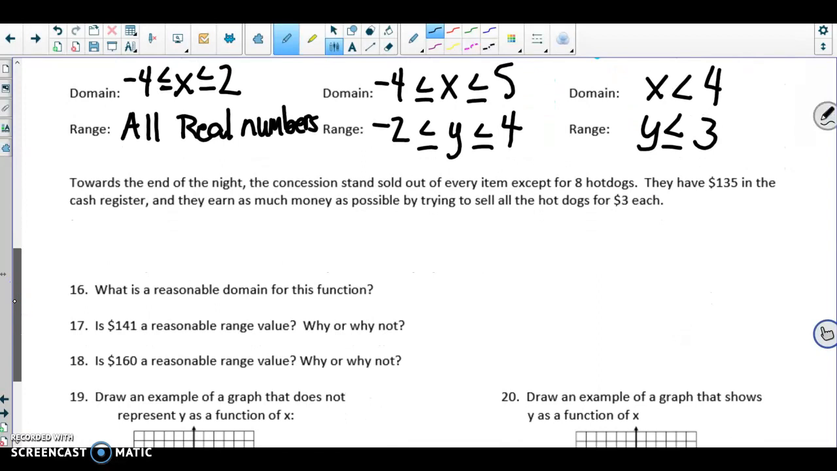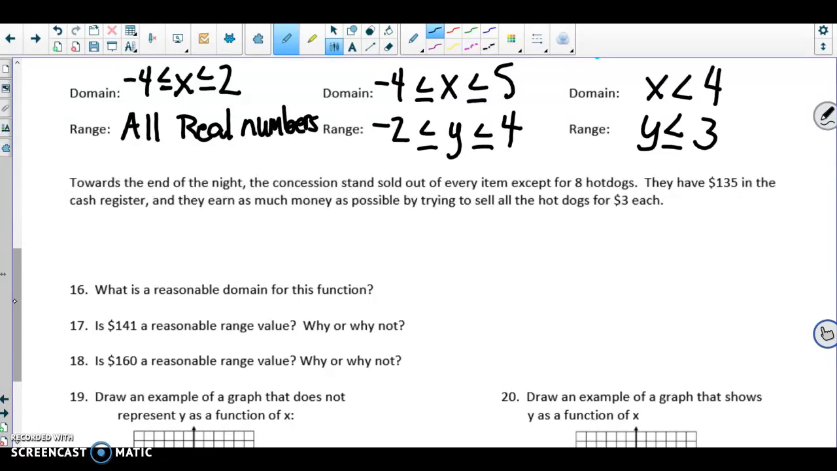Towards the end of the night, the concession stand sold out every item except for 8 hot dogs. They have $135 in the cash register right now, and they earn as much money as possible by trying to sell those hot dogs for $3 each. What is a reasonable domain for this function?